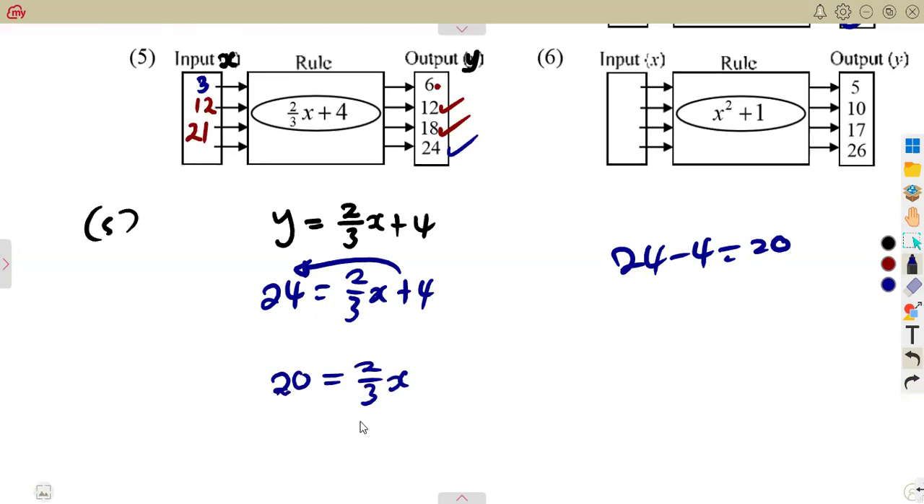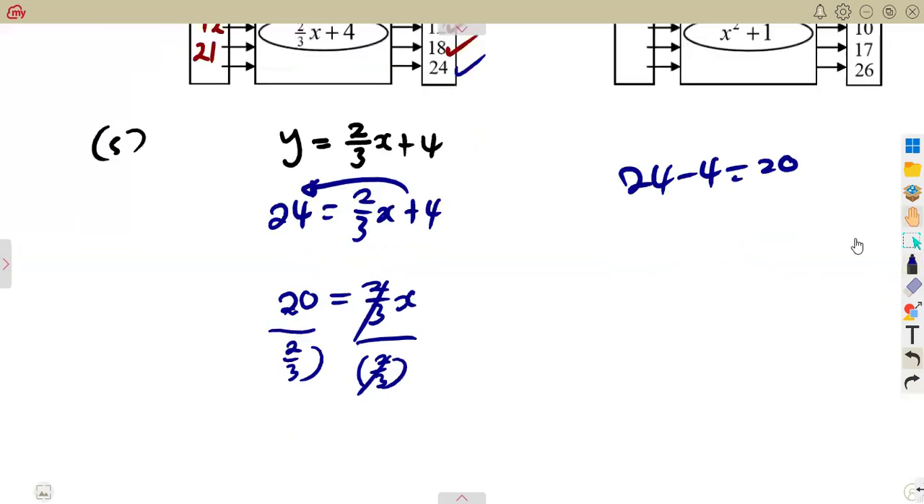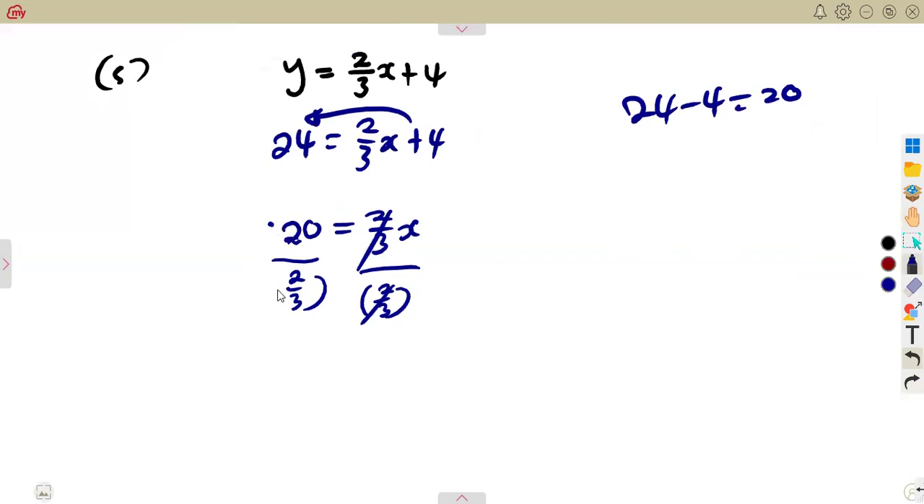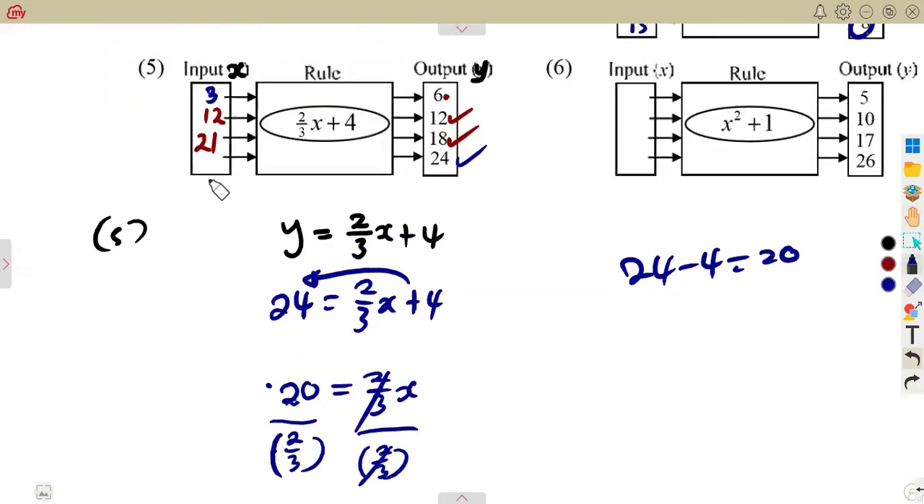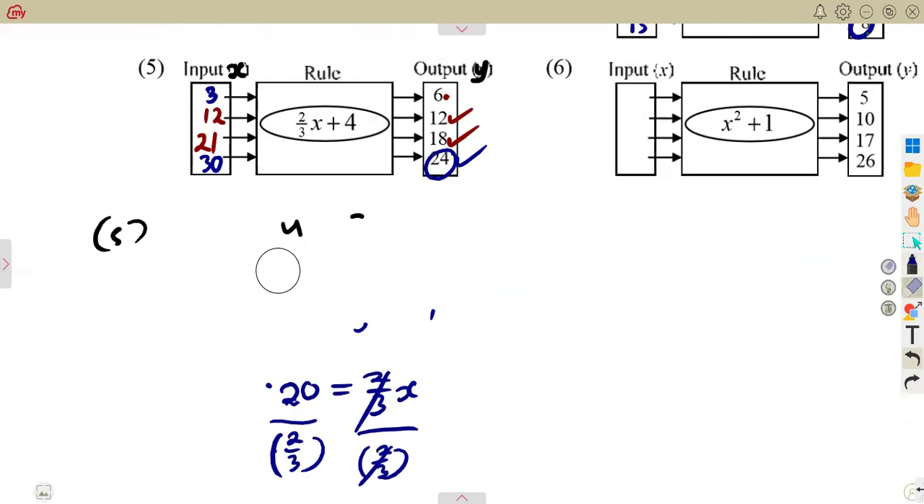So we can divide by this 2 over 3, straightforward, or we can use any other way that we understand. By dividing, 20 divided by 2 over 3 is going to give us a 30. From our calculator, I'm going to obtain a 30, or you can just simplify. So that's 30, if y is 24.